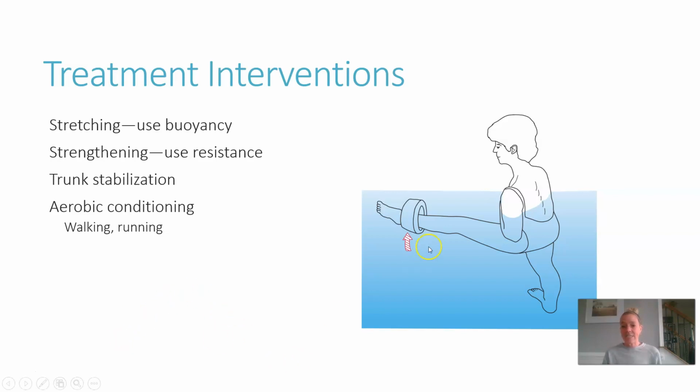So this was the picture I said I was going to show you about doing stretching. What they did was they took a flotation ring and put it around the patient's ankle. She's standing in the water, and that's going to float up towards the surface, which is going to help to stretch out her hamstrings. So here's one way you can do a hamstring stretch in the water.